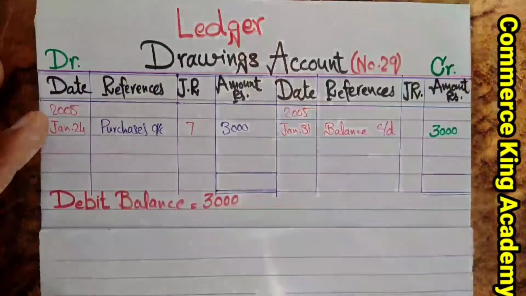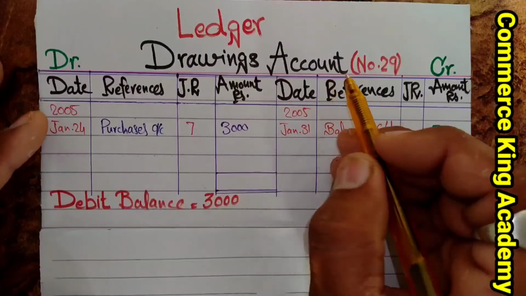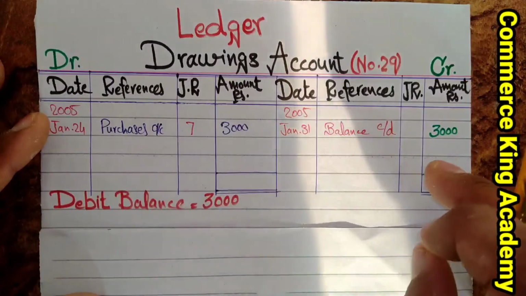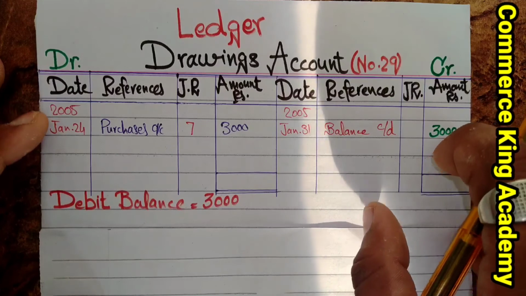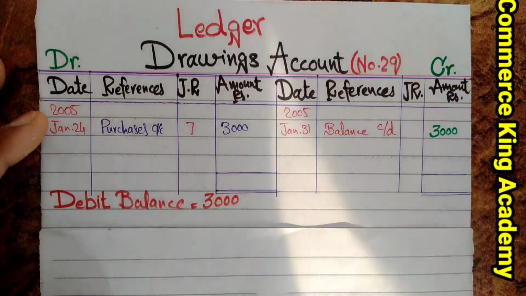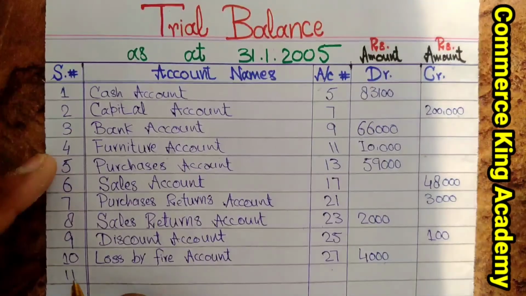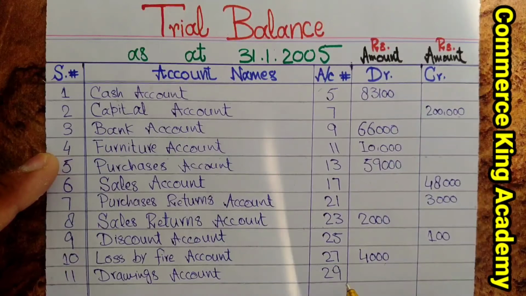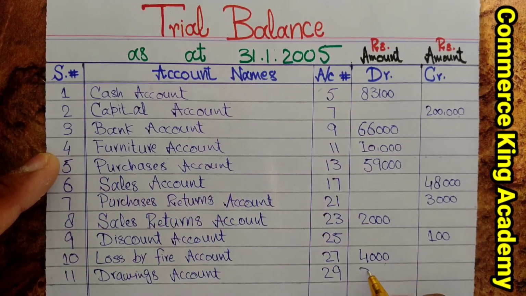Next account is drawings account 29, debit and credit. Difference of 3,000 rupees on credit side. So ultimately debit side is heavier here. So we have debit balance 3,000 rupees. Serial number 11, account name drawings account with number 29, have debit balance 3,000 rupees.